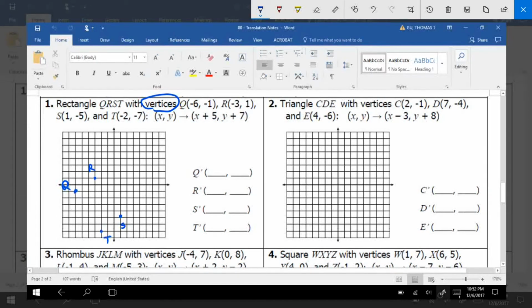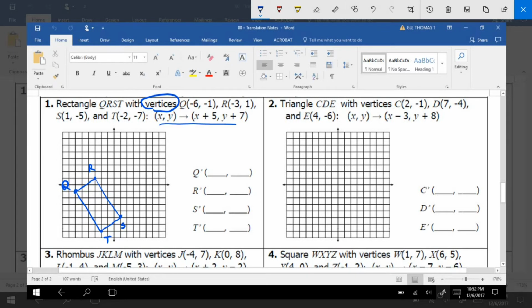So this is supposed to be a rectangle, so I'm going to connect the pieces just to make sure it actually looks like a rectangle. Nice, perfect. It's a rectangle. So that's our pre-image. Now look at the transformation they're going to tell us.